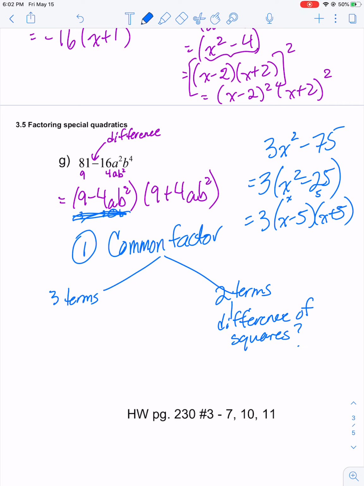If not, I move on. Well, there'll be nothing to do. Because if I've already done common factoring, and if it's not difference of squares, there's nothing to do. It's not a trinomial. Okay, 3 terms. Is it simple or is it complex? And either one of those, you could ask yourself, is it a perfect square trinomial?